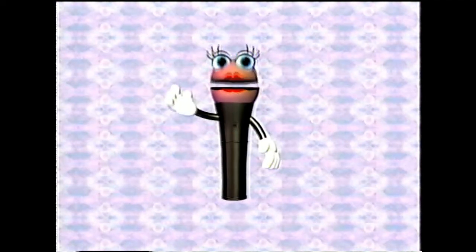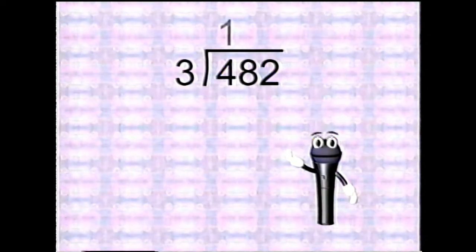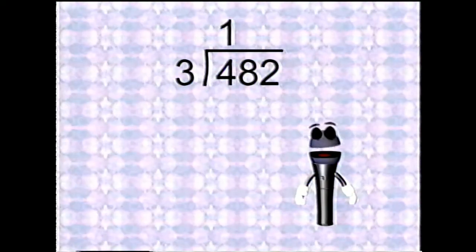Now let's divide 482 by 3. Step A. 3 will go into 4 one time. Put a 1 in the quotient above the 4.